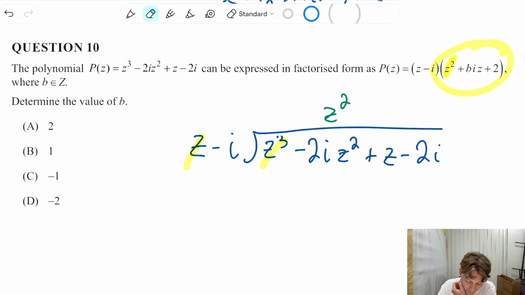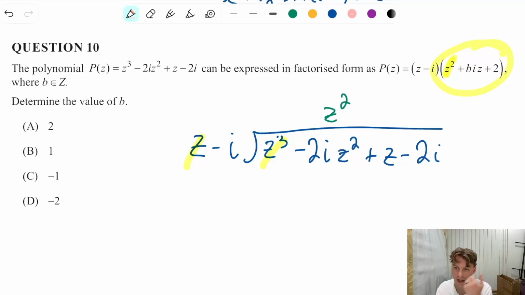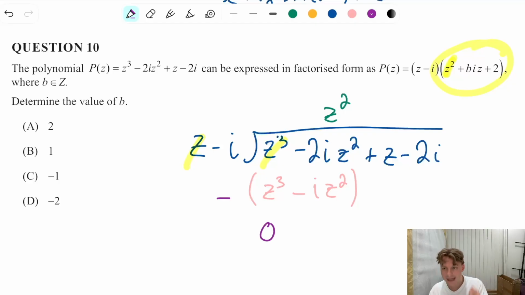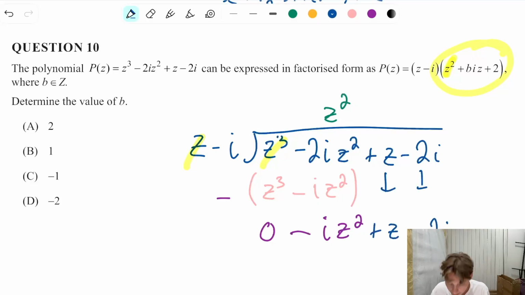I can now multiply back in. I'll choose pink for this color, because why not? If I multiply back in, z squared times z gives z cubed. z squared times negative i gives minus i z squared. And now I'm going to be subtracting. z cubed minus z cubed gives 0. I have minus 2i z squared minus i z squared, so it becomes plus. I basically wind up with minus 2i plus i, which is simply negative i z squared. And I can bring down these terms, plus z minus 2i, but I'm actually finished.